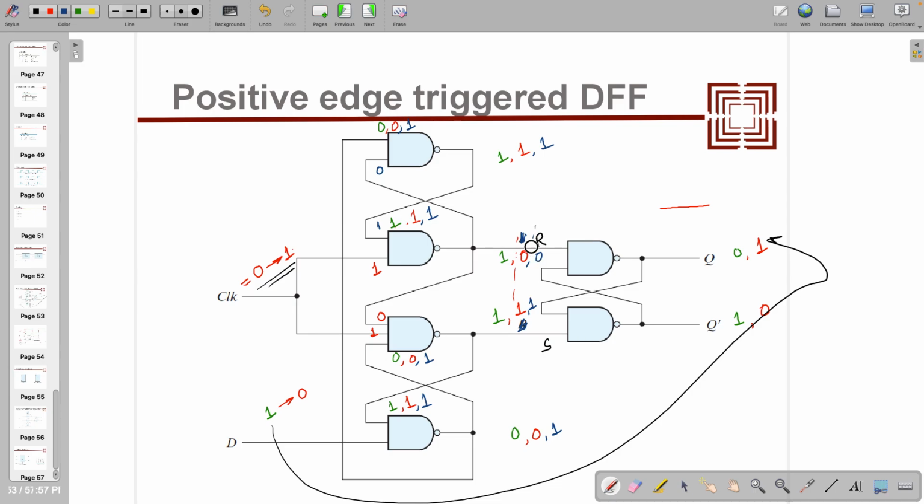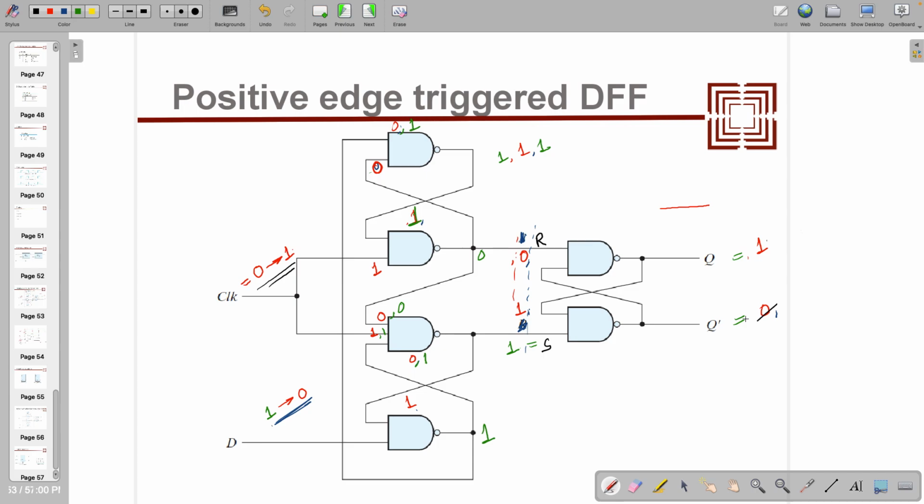So the input of this one, which is blue colored, remains 0 and 1, so still Q remains 1 and Q bar remains 0. It's not changing with respect to D. That is what is expected in a D flip flop. But you need to keep those conditions intact. You can't change it. If you are changing, then the whole game is over, right? Then you have to wait for some propagation delay, right?